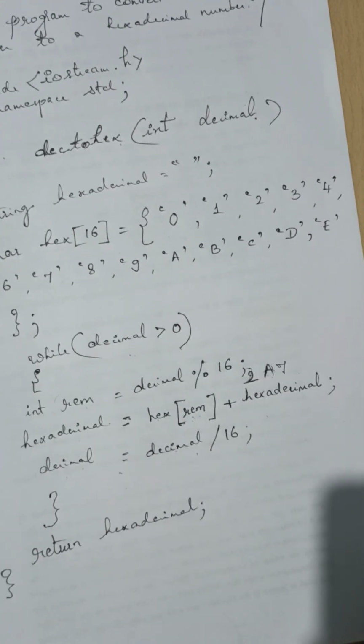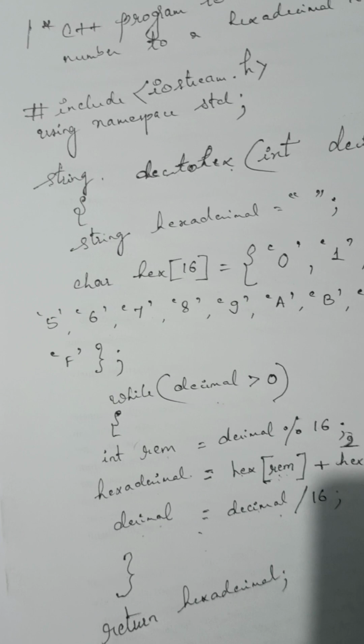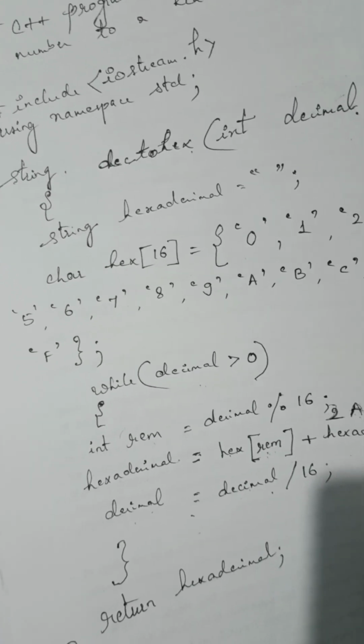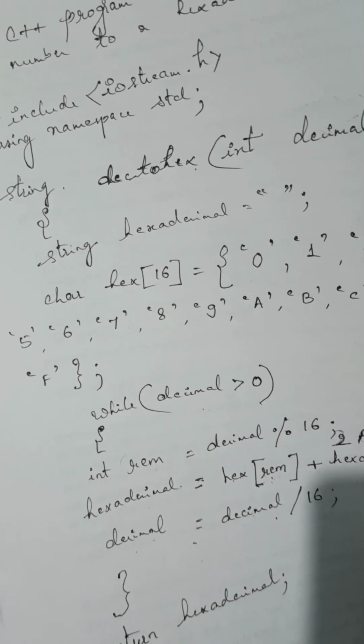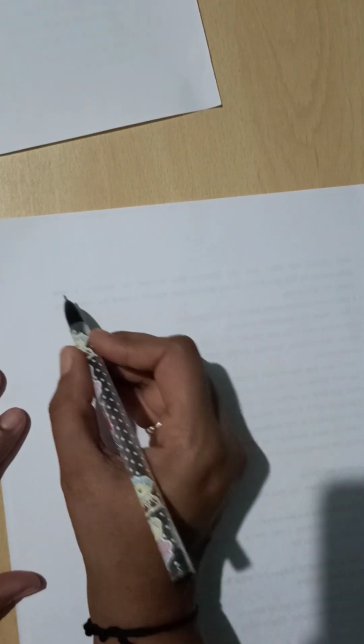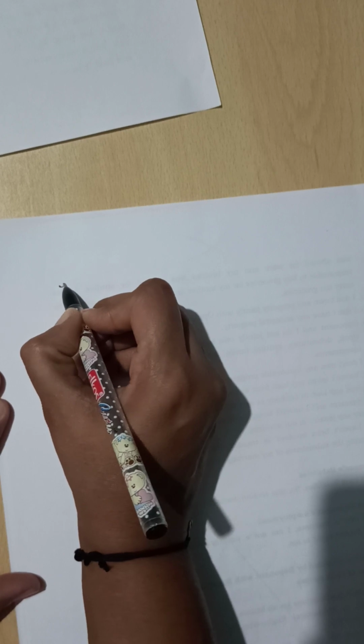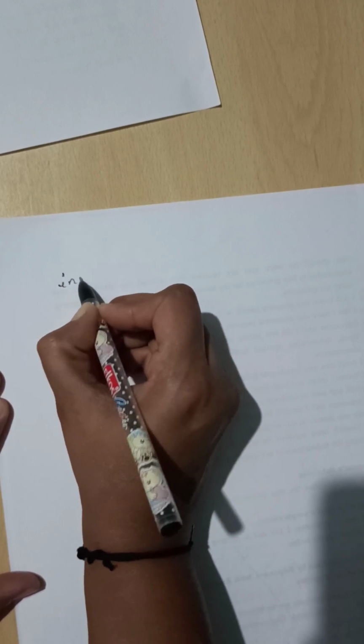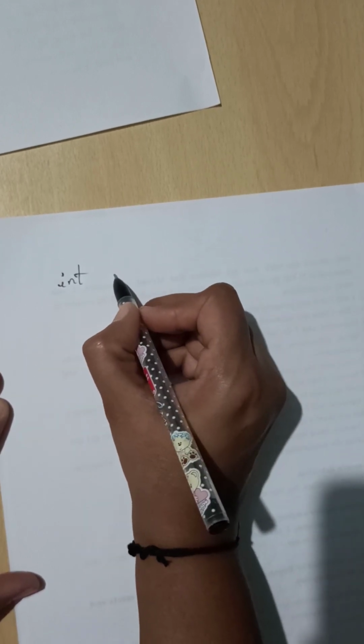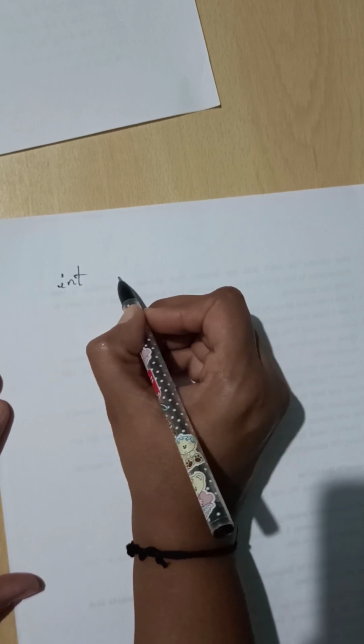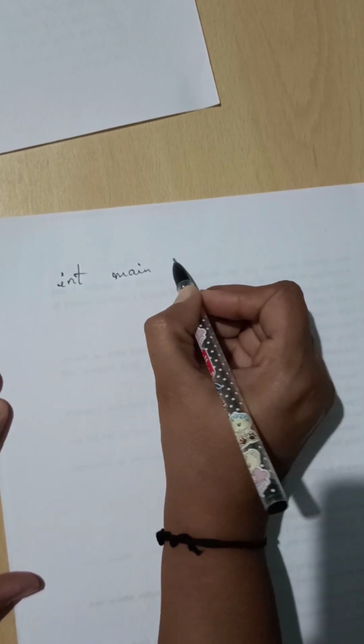So next, we have to call this function. How do we call it? We will define a main function. Without a main function there is no execution. So after defining the user defined function, you can define a main function. We will take the return type as int main. Okay, so open the curly brace.